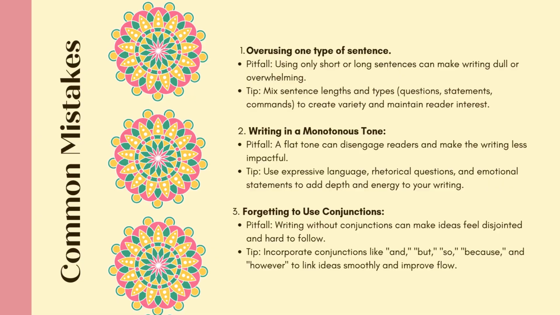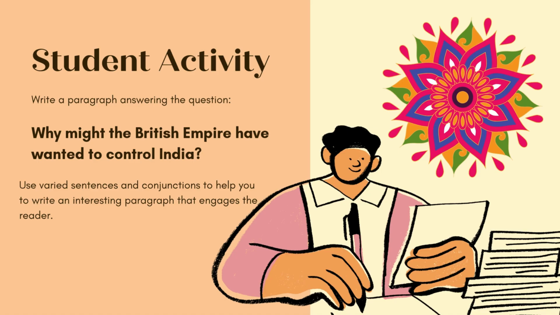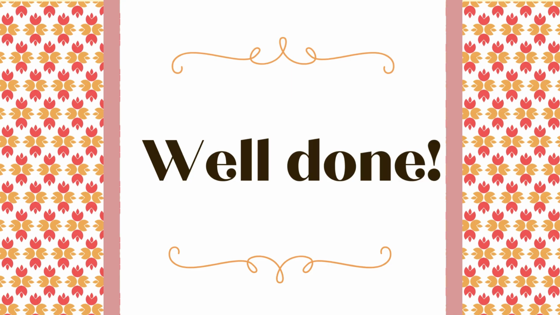Avoid using only one type of sentence. Don't forget to vary tone and emotion, and most importantly, use conjunctions to connect your ideas. Now it's your turn. Write a paragraph explaining why the British Empire wanted to control India. Use varied sentence types and conjunctions to keep your writing engaging.